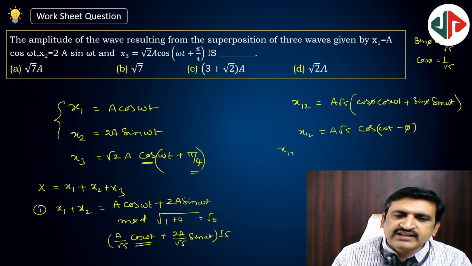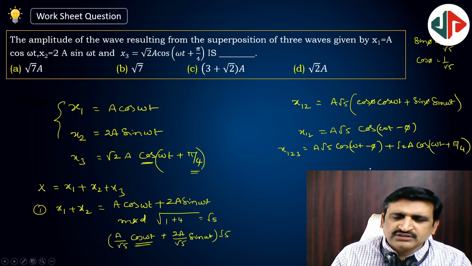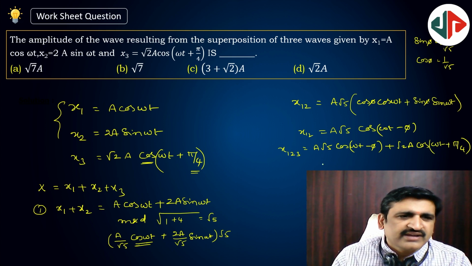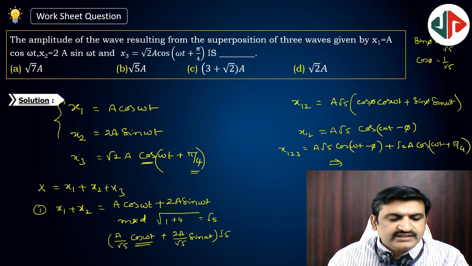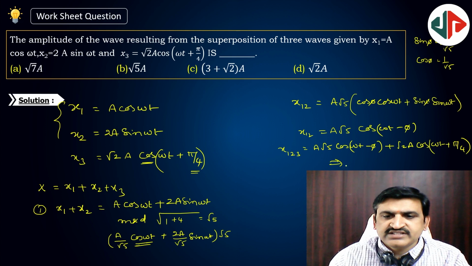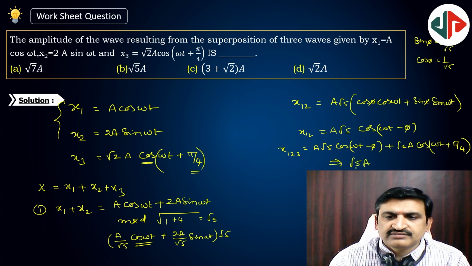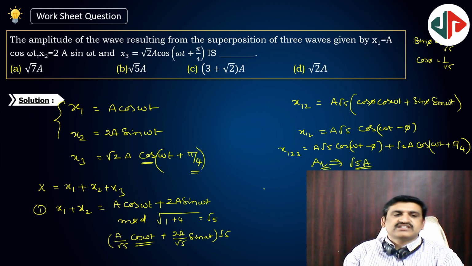Now you can go for x1, 2, 3. That means root 5a cos omega t minus 5 plus this third one, root 2a cos omega t plus pi by 4. You can use your trigonometric identities. I would like to give you the final answer; the remaining simplification you can do. Yes, it will be root 5a. Root 5a is the net displacement or net amplitude, A resultant. A resultant is equal to root 5a.